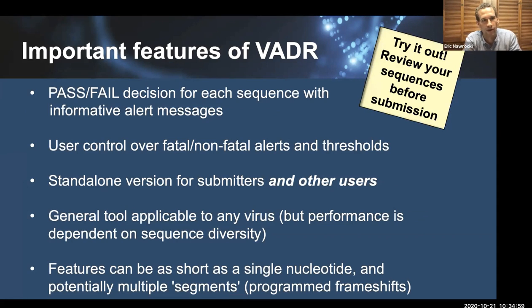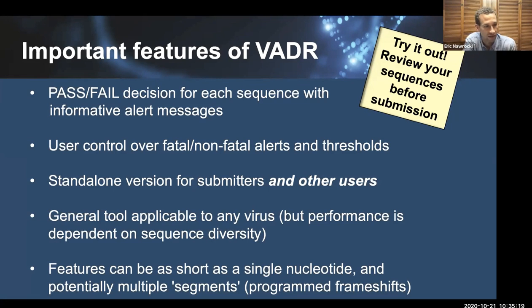Wanted to point out some important features. So like I mentioned before, this pass-fail decision is really important to us, and the indexers or users have precise control over that. So you can change which of those alerts are fatal versus non-fatal, so cause a sequence to fail or not, as well as the thresholds for many of them.